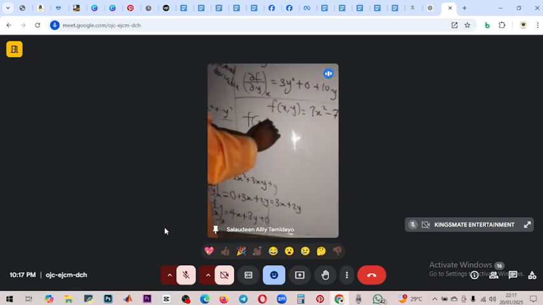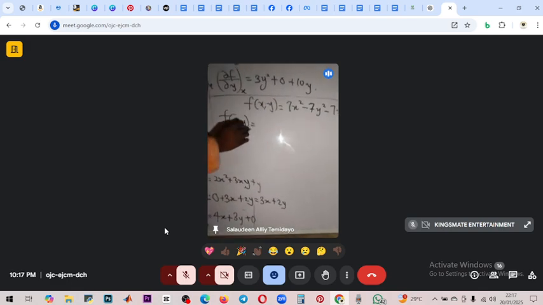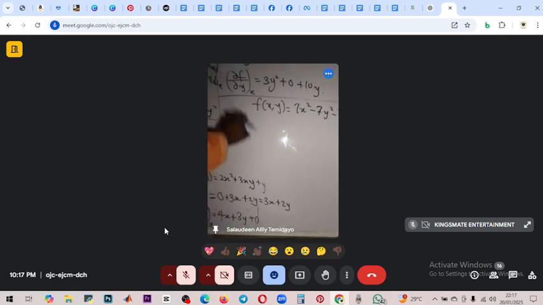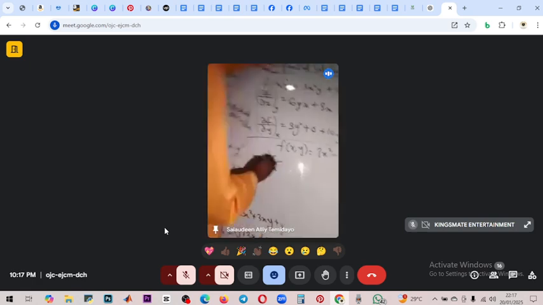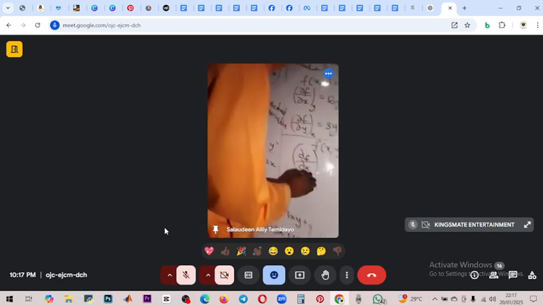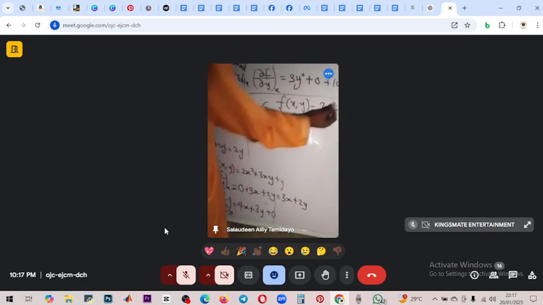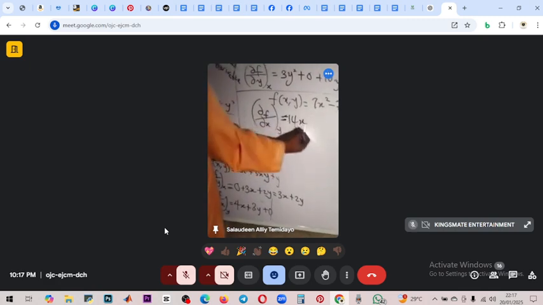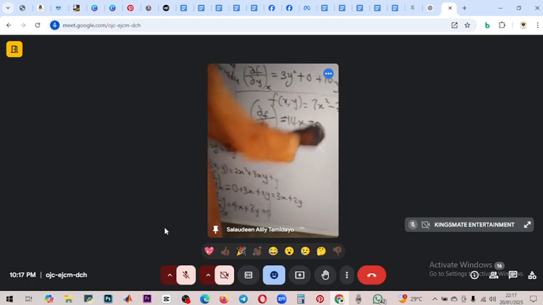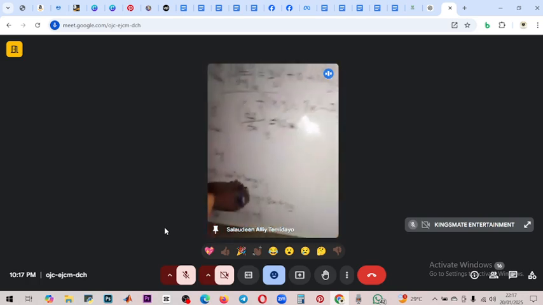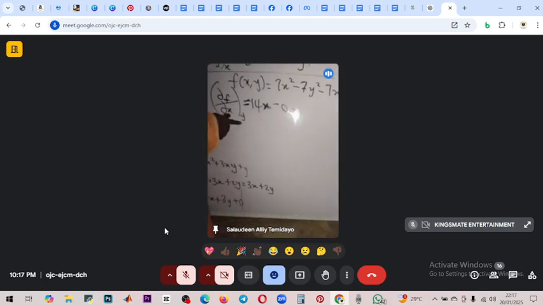So f of x comma y is equal to 7x squared. The x, when y is a constant, is equal to 14x. I'm sure everyone agrees with me on this. Minus 0 minus, now I'm differentiating, making y a constant.